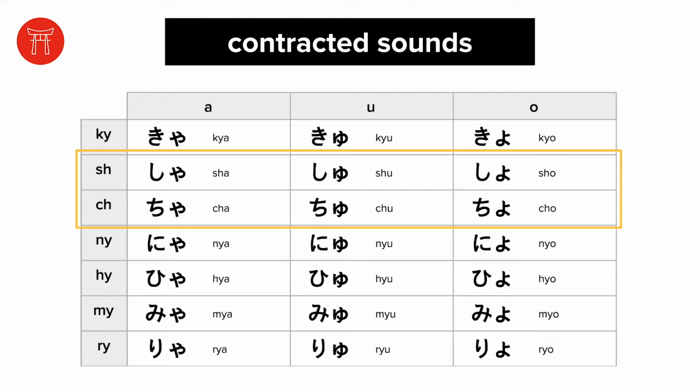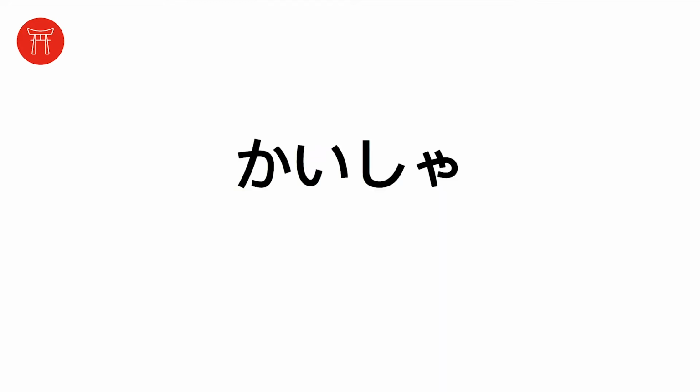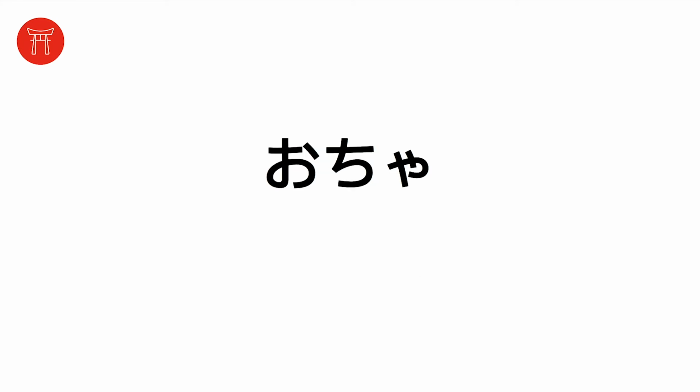Let's practice with a couple of examples that use contracted sounds from these two rows. Can you try reading the following words? 会社, it means a company. Ocha, this means tea. And 著者 means an author.